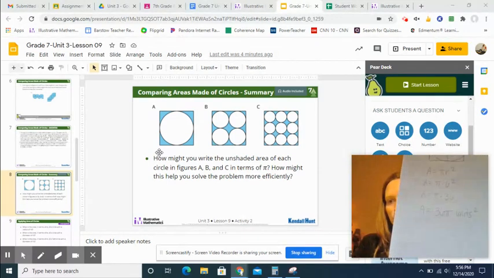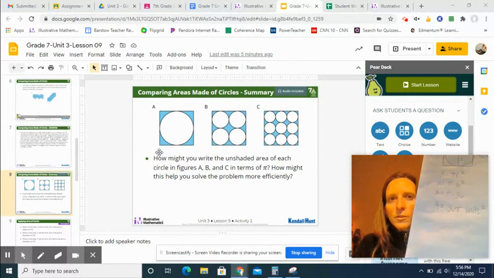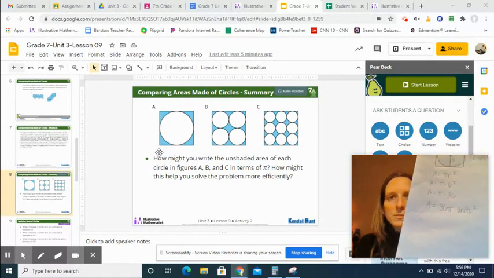36 pi units squared. Just like with variables, remember how we learned that a variable next to a number with no symbol in between means that you multiply it? Same thing with pi. 36 pi means 36 times pi.